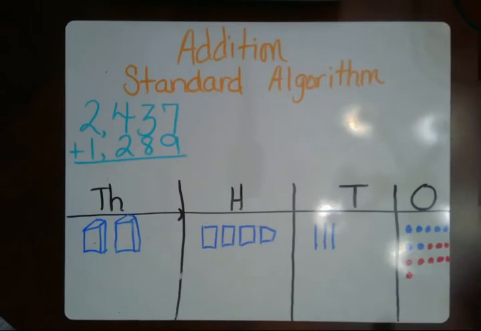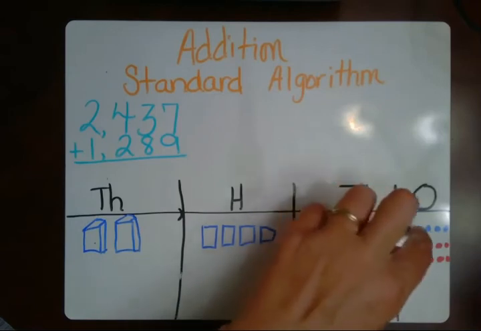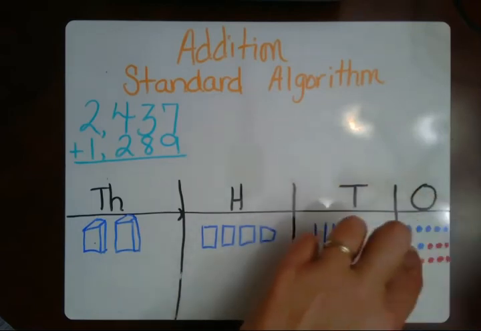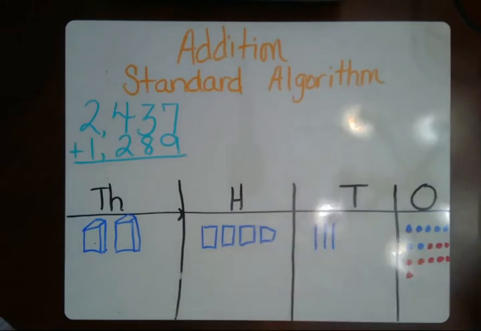So now I notice I have a whole lot of ones cubes here. I wonder if there's something I can do to trade my ones cubes into a bigger model. Well, let's see how many I have all together. I have 1, 2, 3, 4, 5, 6, 7 that I started with, and then I'm adding in the 9. So 7, 8, 9, 10, 11, 12, 13, 14, 15, 16. I can take 10 of those away and trade it in for a tens rod. So I'm going to go ahead and show myself doing that.